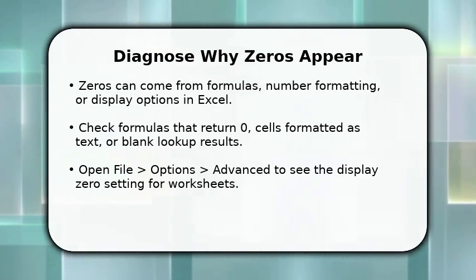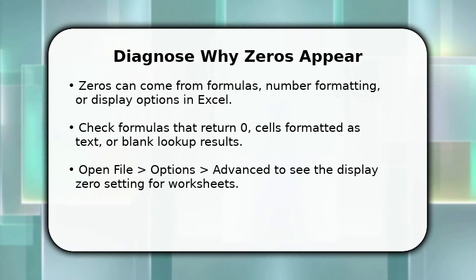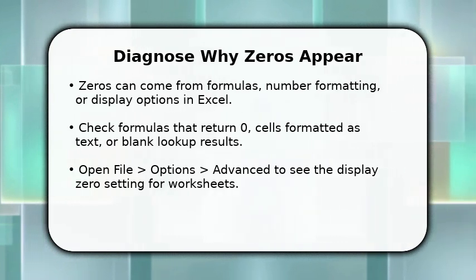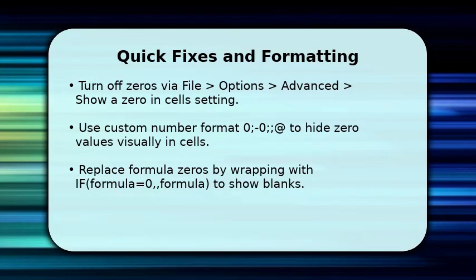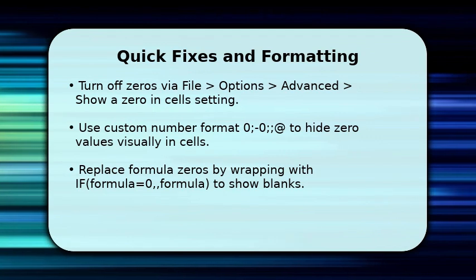Open File, then Options, then Advanced to find the display option. That option controls whether zeros show for the current worksheet. Apply quick fixes using Excel settings and formatting choices. Turn off zeros via File, then Options, then Advanced by unchecking Show a zero in cells for the worksheet.